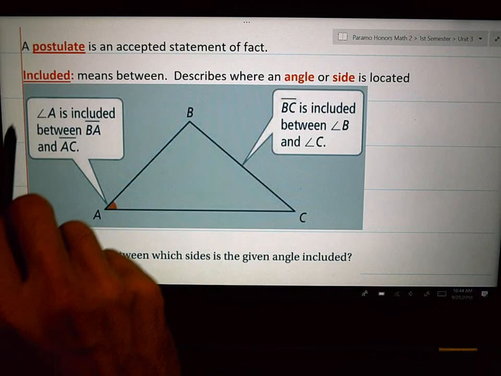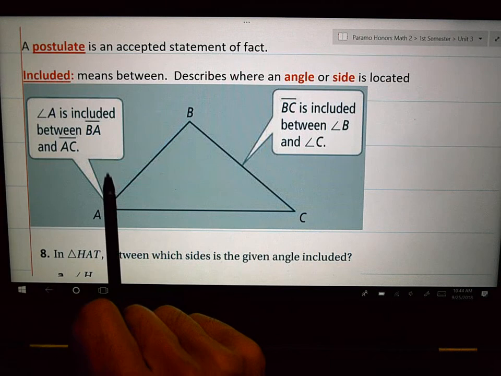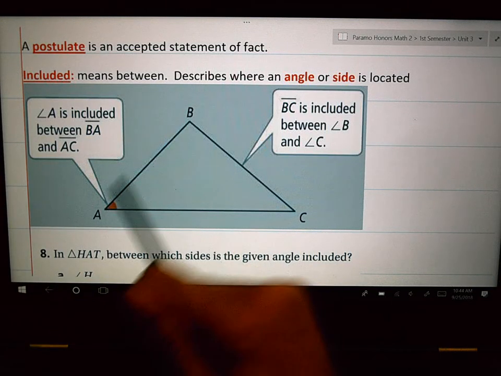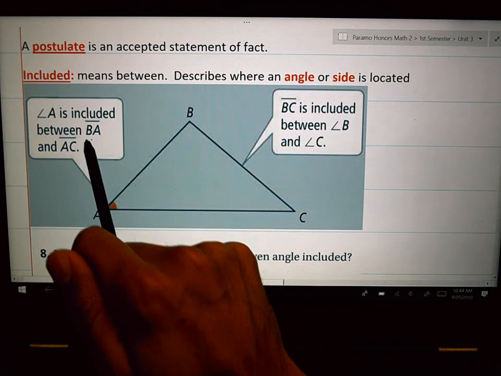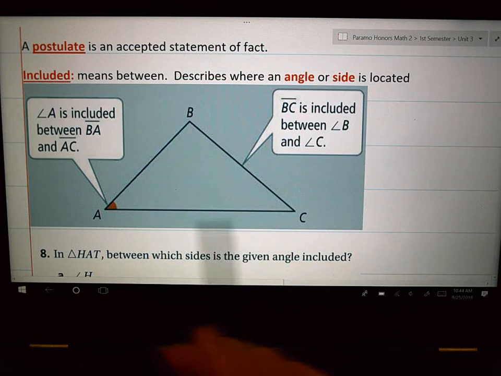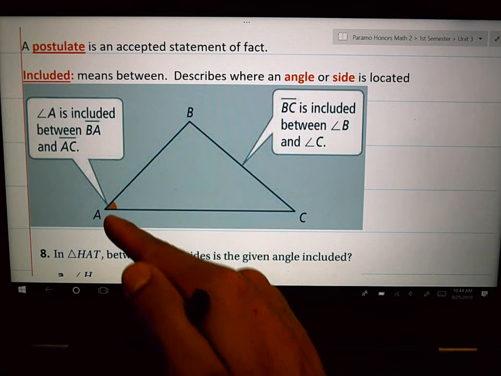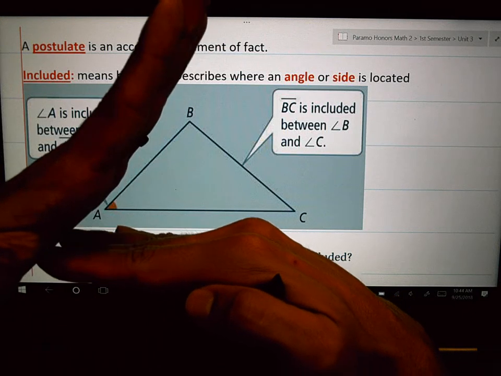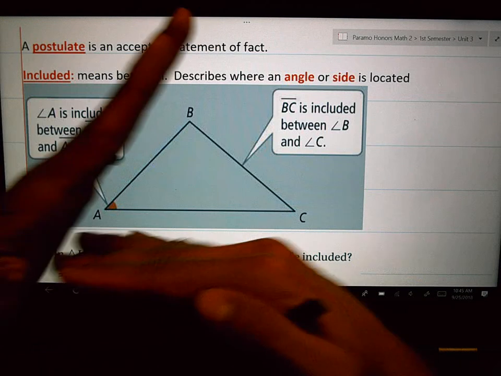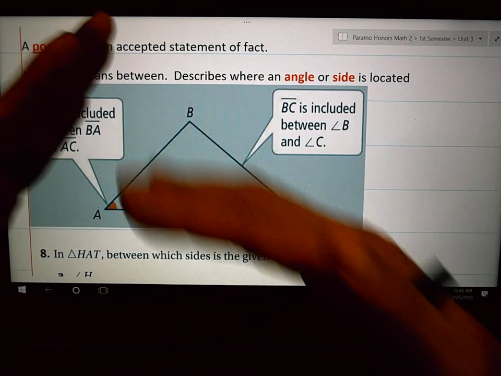The second word that we need to know is the word included. When an angle is included, if we're talking about angle A, it's included between side or segment BA, or segment AB, and it's between that and side or segment AC, or segment CA. This is the angle between these two sides. In other words, the word included means in between. It's in between these two sides.